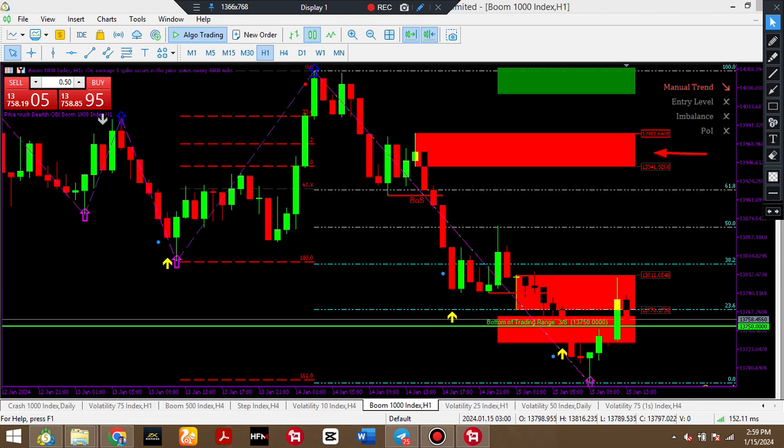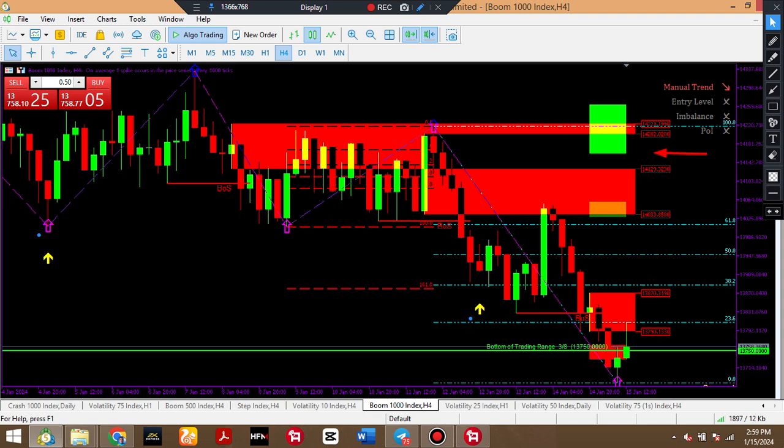So if you are not comfortable with that of the 1 hour, now let's go to the 4 hours. Let's assume I don't want to go with the 1 hour time frame. Now you see that in your 4 hour we have two areas that have not been mitigated. You can see that we have area 1 still on Boom 1000.